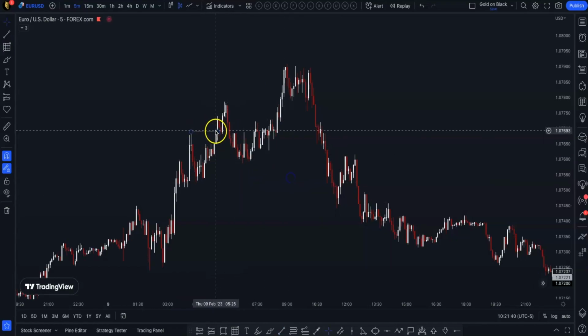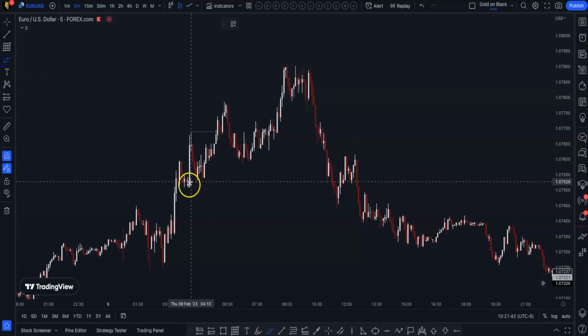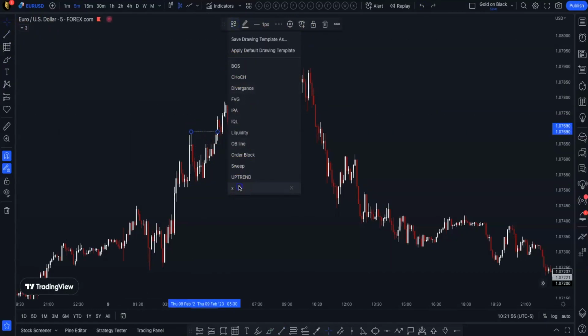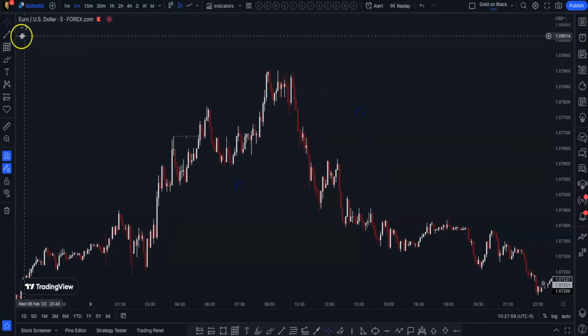What is that? Is that a BOS? Is that a change of character? Price moved from here, push, pull back. Did it take any inducement? No, right? So if it's not taking any inducement, that means that this is not a BOS, right? That's not a BOS.